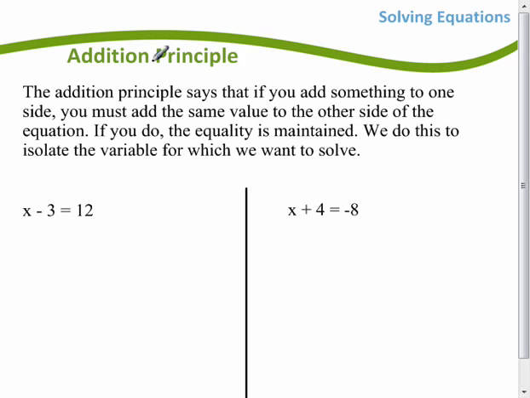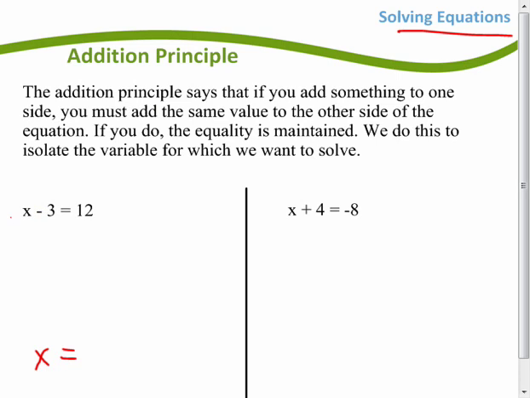So let's look at the addition principle. The addition principle, like the multiplication principle, says that if I add something on one side, I have to add it to the other side. And if I do that, then the two expressions remain equal. So in this case here, I have x minus 3 is equal to 12. When I solve any equation, I want to see what x is equal to.